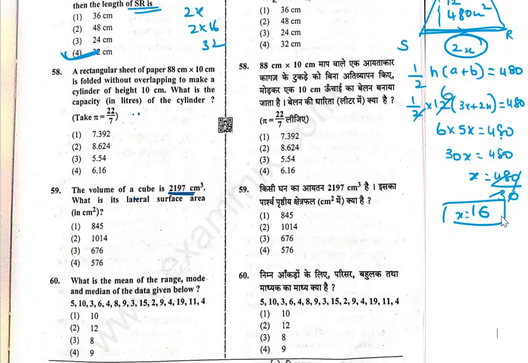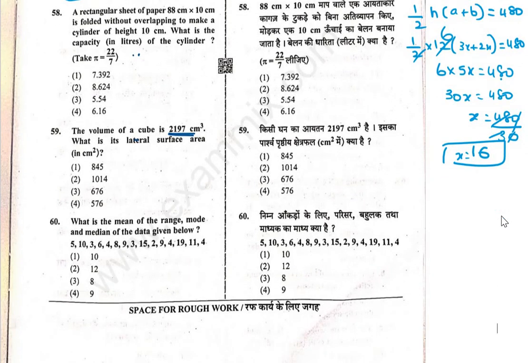Next question. A rectangular sheet of paper 88 centimeter by 10 centimeter is folded. Take an A4 sheet and fold it. The base should be a circle if you make a cylinder. So this is the length. The length is the circumference of the circle. That is the meaning.